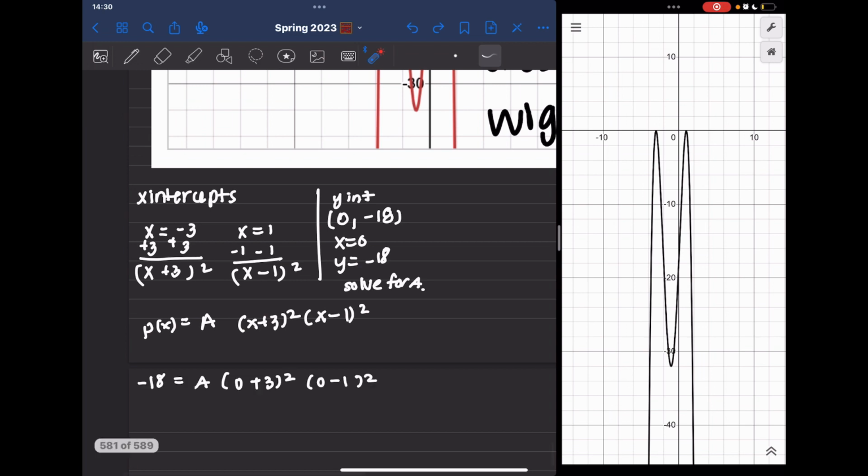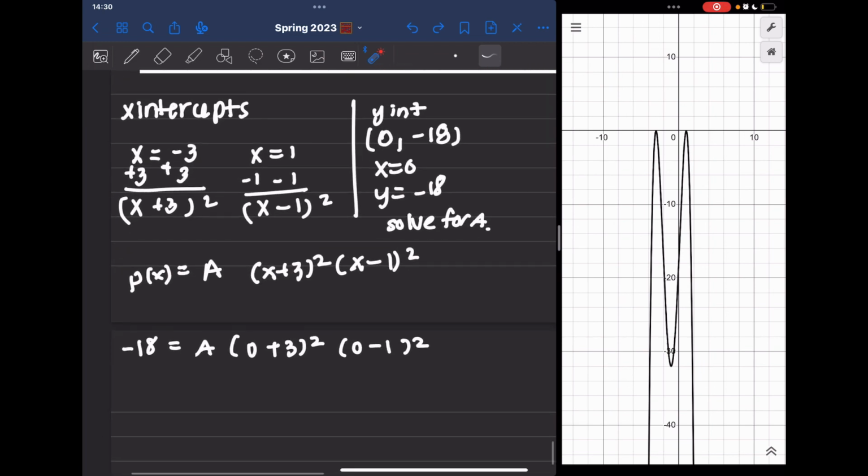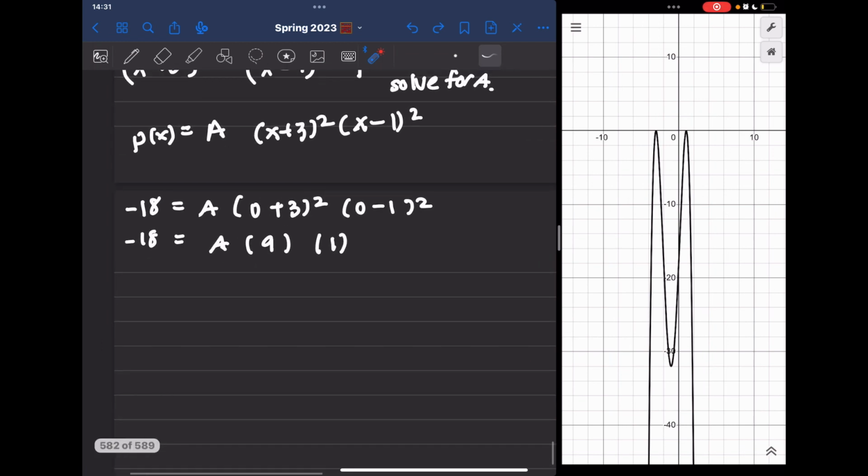So then I get negative 18 equals a times 0 plus 3 squared times 0 minus 1 squared. So then I get negative 18 equals a times 9 times 1. And then bring that all together. I get negative 18 equals 9a. Divide both sides by 9. a equals negative 2. So then I can now write my polynomial.